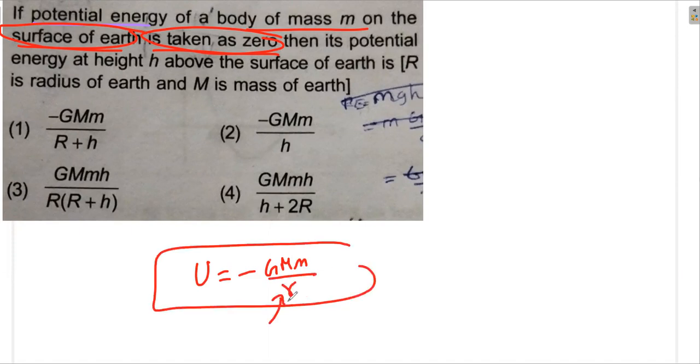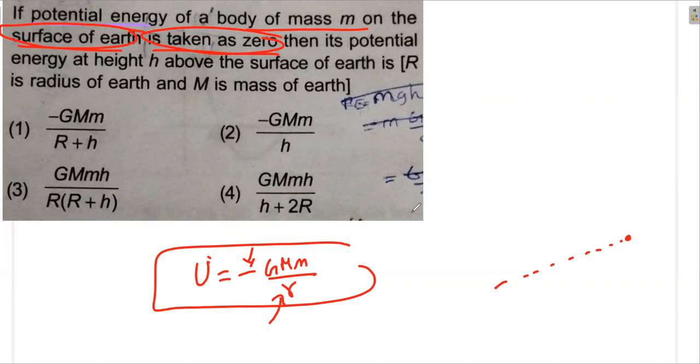Remember, this formula has been derived under the assumption that potential energy is 0 when r goes to infinity. That is, at infinity, potential energy is 0, and at any distance less than that, it is less than 0. That's why the potential energy is negative. Again, potential energy 0 is my choice.